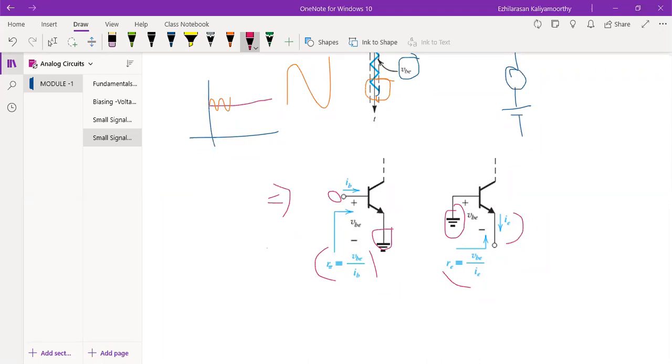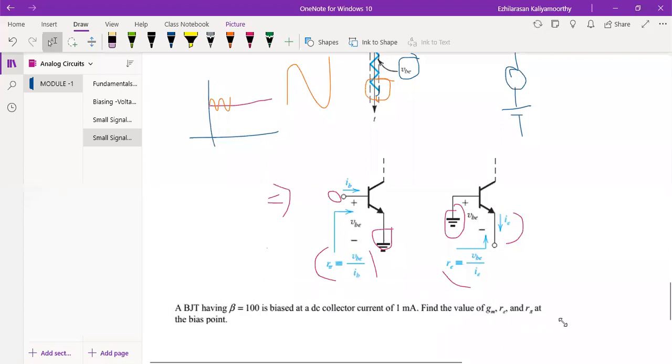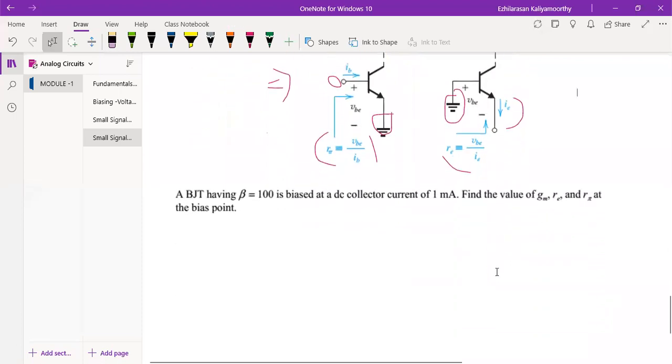Now, one more thing here, we need to calculate some numerical. So this is for you. This is the question for your homework. You can take it and see how we can do it. A BJT having beta of 100 is biased at a DC collector current of 1 milliampere. Then find the value of.